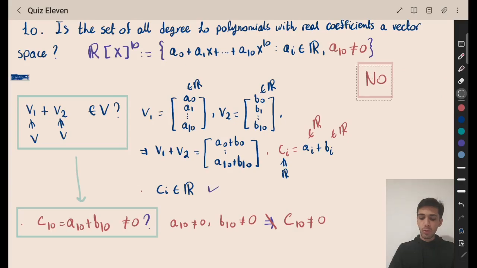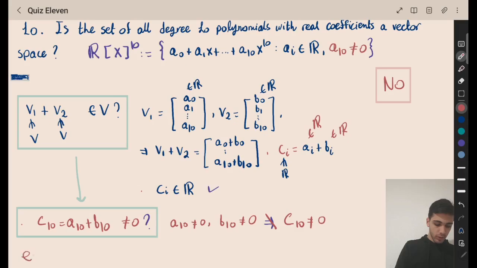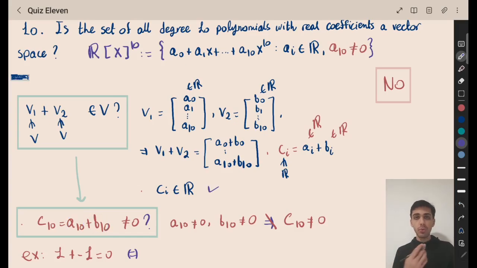Let me try to formulate this idea more concretely. So I do this, of course, by means of the example that I just mentioned. 1 plus minus 1 is equal to 0. Remember, I'm talking in terms of A10 and B10. So let's take two vectors in the vector space, which give me a vector that is not in the vector space. With this info, you should be very close to finding such an example. I will give it now.